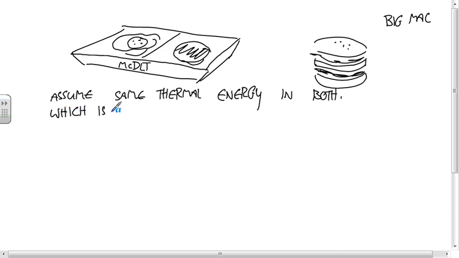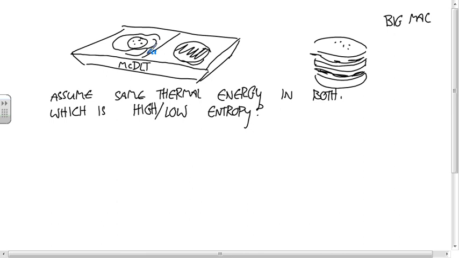Which is high and which is low entropy? The Big Mac is high entropy. What we want to make a heat engine is low entropy. Okay, the entropy is a measure of how difficult it is to use it as a heat engine. The Big Mac, everything's hot, everything's the same temperature, so you can't take half of it and use it as a boiler and half of it and use it as a condenser. It's not useful that way.